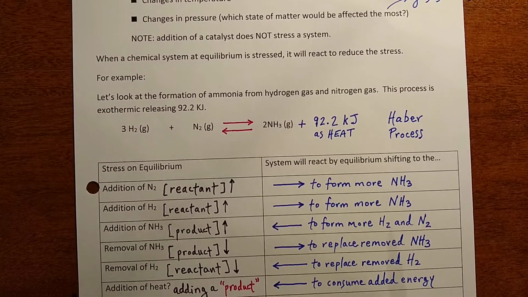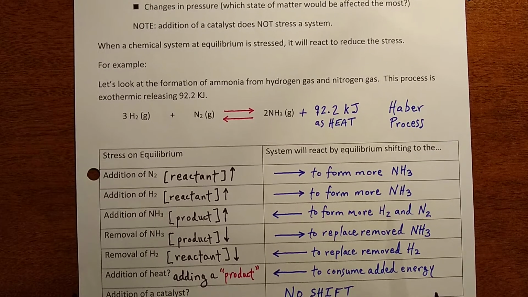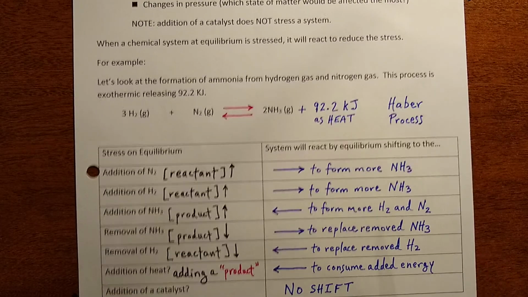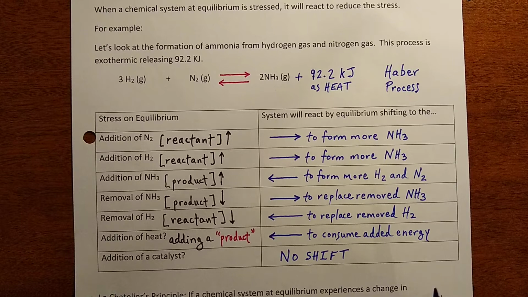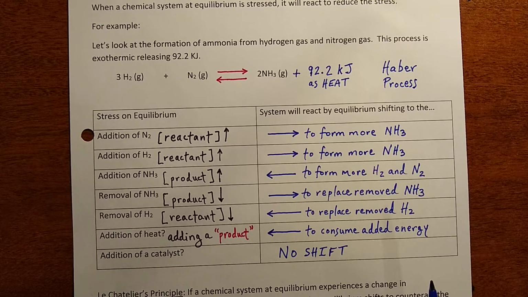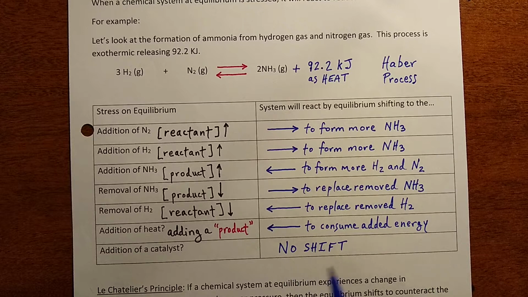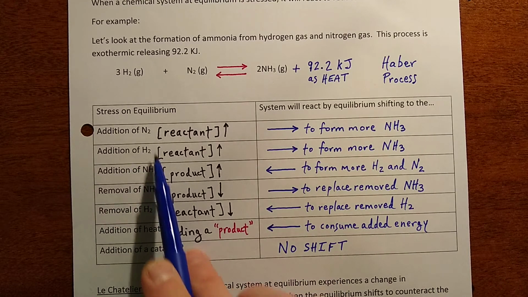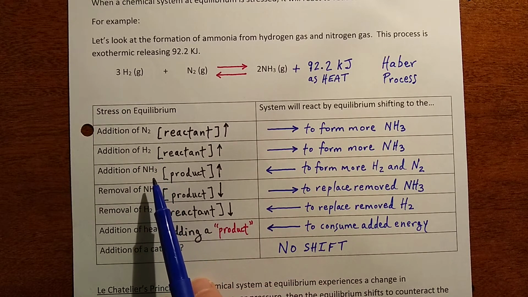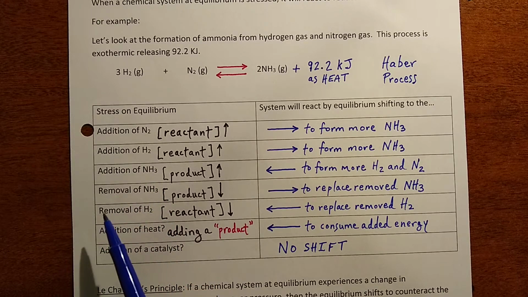So in industry, you can think of the Haber process as a cycle. Let's look at this chart and try to understand Le Chatelier's principle a little more. So let's say you add in reactants, and this is what they would really do in industry.